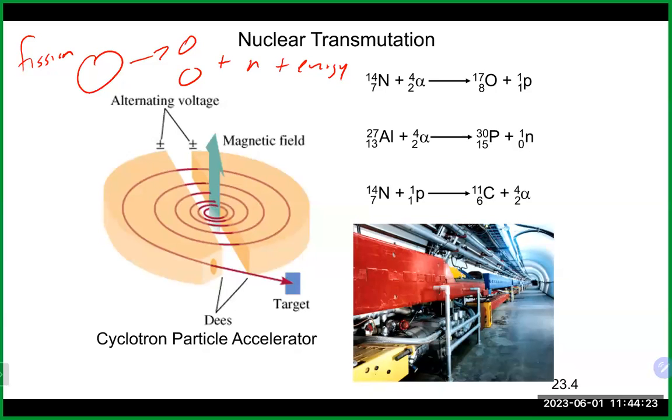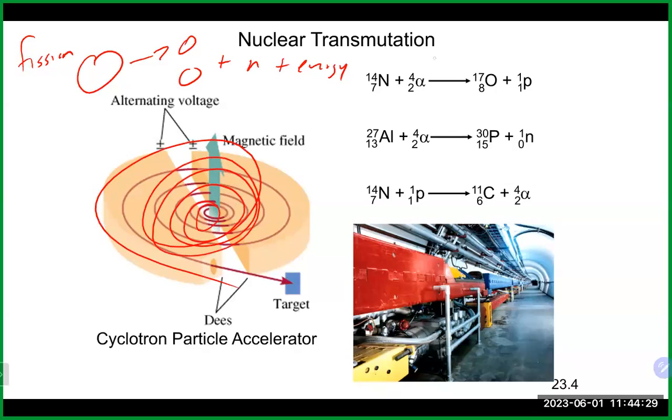Accelerator here, like that, where we have a magnetic field and electrical field, where basically it just shoots the particle at it. And that's how a lot of these man-made elements are also discovered. In these cases, shooting alpha particles at nitrogen gets us oxygen, and aluminum will get us some phosphorus in this process.